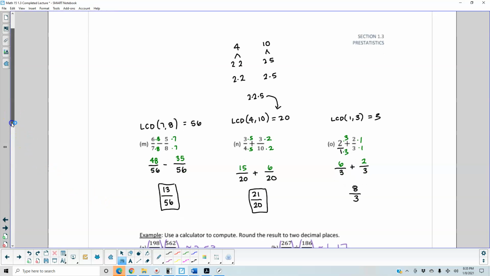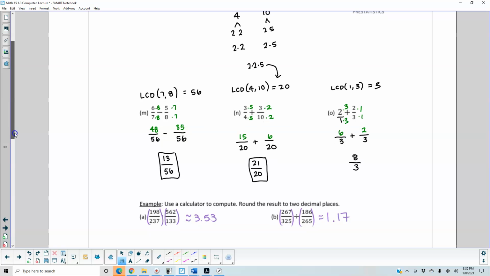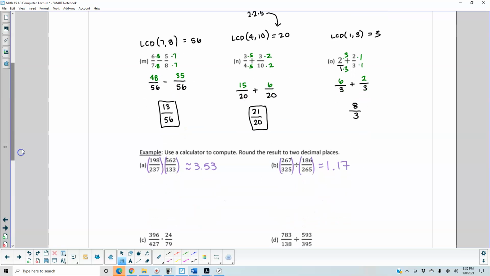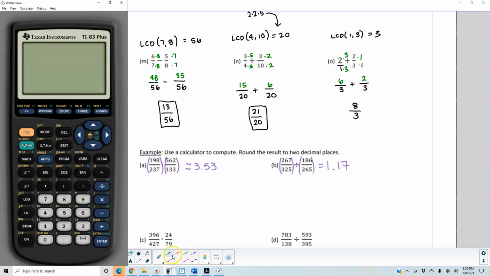Now the next example, we want to be able to use a calculator to compute and then round the result to 2 decimal places. So let's take a look at the calculator here. So here's my calculator, and what we want to do is multiply 198 over 237 plus 562 over 133, and then we're going to round the result to 2 decimal places.